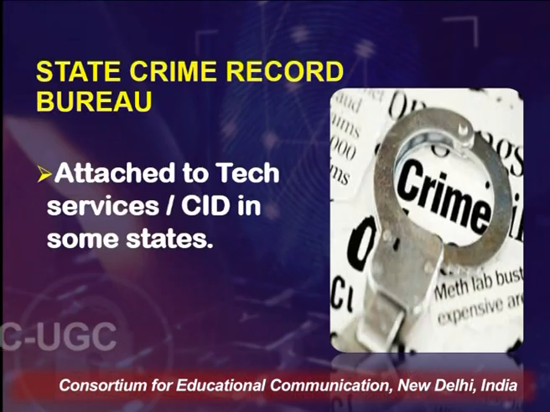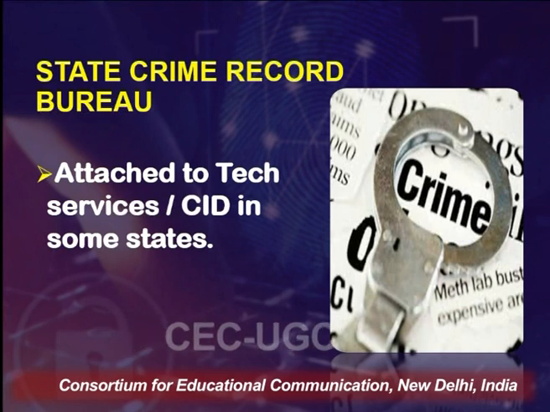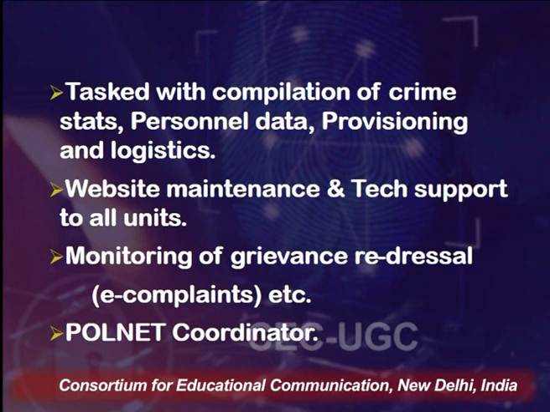Now another unit, the State Crime Records Bureau, can either fall under the CID or could be a private entity also, attached to Tech Service or CID in some states. They are tasked with compilation of crime stats, personal data, provisioning and logistics, website maintenance and tech support to all units, monitoring of grievance redressal, etc. And they are also the Polnet coordinator. So the tech services of a state can also lie with the State Crime Records Bureau, which we can also call SCRB.